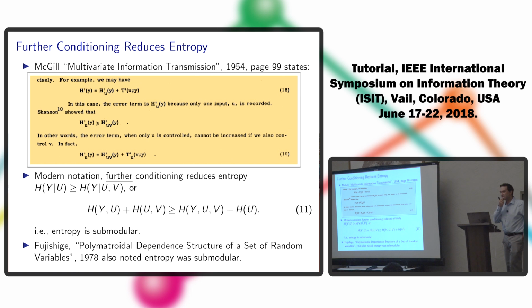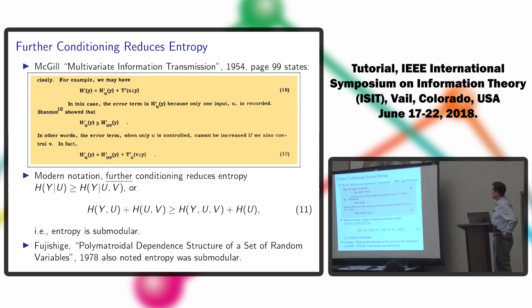If you go back to 1954, to McGill's paper, Multivariate Information Transmission, he started, for the first time, at least as far as I could see, talking about entropy over more than just 2 random variables, and had 3 random variables, in this case u, y, and v, and came to the conclusion that this was true. Basically, using this notation back in the early 50s, H of y given u is greater than H of y given u and v, which using modern notation looks like this. So this is the same as this.